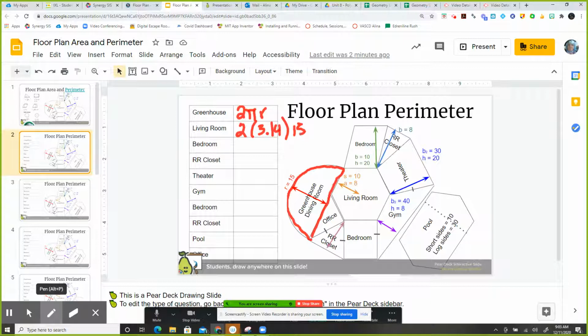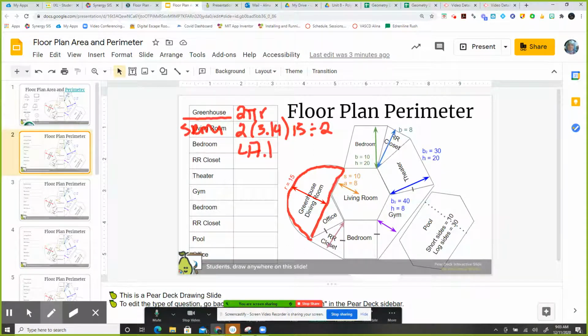I got 47. Because then you divided by 2, right? Yeah. So then we're going to divide by 2 because it's a semicircle, right? So we're doing the greenhouse. So that's 47.1.